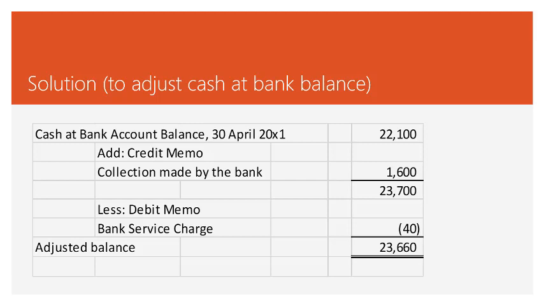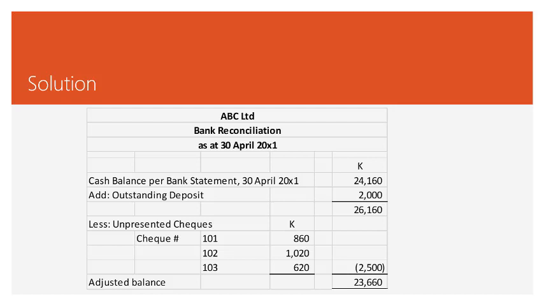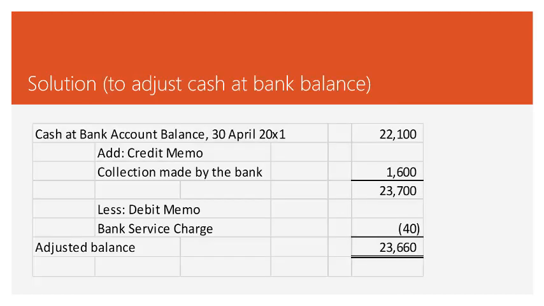Now, you are not supposed to do adjustments on the reconciling items, which appear on the previous slide. The outstanding deposit and unpresented checks are not subject to any adjustments on your cash at bank ledger balance because these are already recorded. The things that we have to record will be those items which appear in the bank statement but have not yet been recorded under the cash at bank ledger. So those are the credit memo and debit memo.